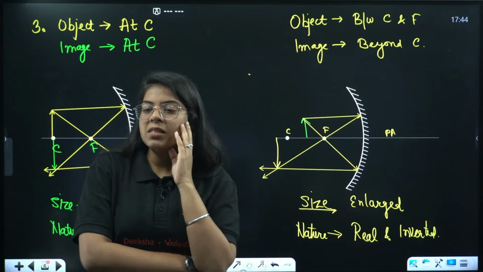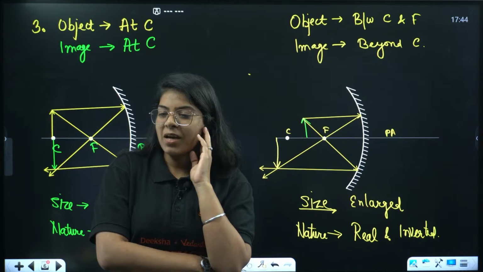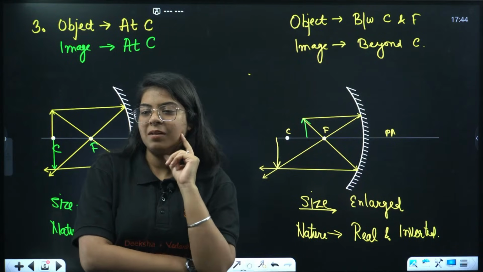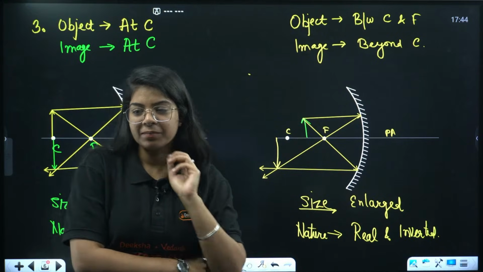Ma'am, in fifth case, the image is formed at infinity and it is highly magnified and inverted. Okay, Seema Yadav, let me go to the fifth case. ठीक है? I'll definitely keep your answer in mind. चलो, ठीक है? ये हो गया.